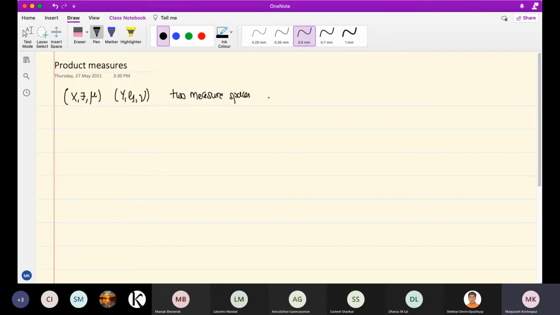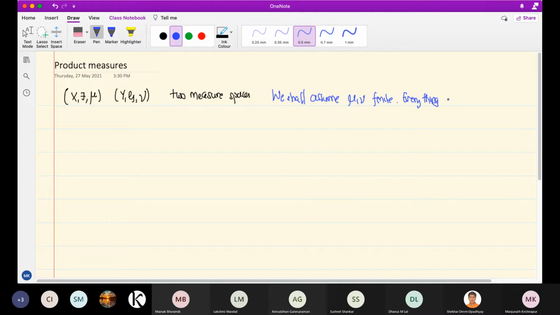Okay, two measure spaces. What will happen in case I forget to tell it later? We shall always assume mu and nu finite, and everything generalizes to mu, nu sigma finite.